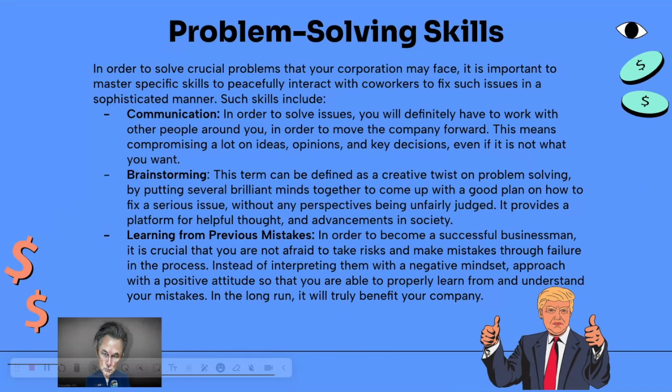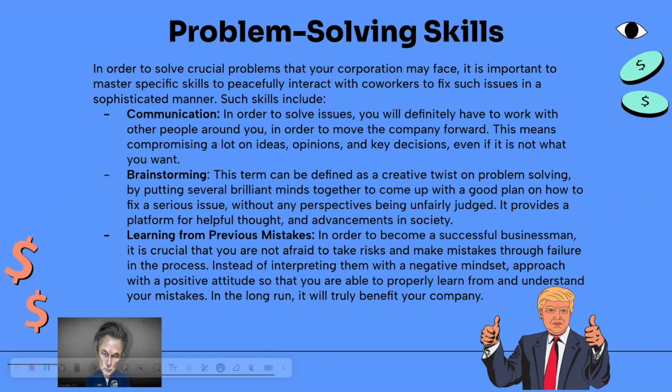You can also do brainstorming. This is where several brilliant minds come together to form a good plan on how to fix a serious issue. It is often a creative twist with problem solving. This makes sure that perspectives are not being unfairly judged or being ignored, and also provides a platform for helpful thought and advancements in society. This is why when, for example, looking at the United States government, the president often has a cabinet with them to make sure that all decisions are made with the input of everyone else.